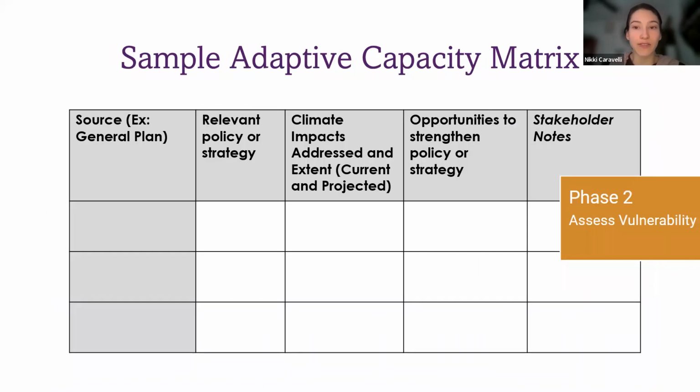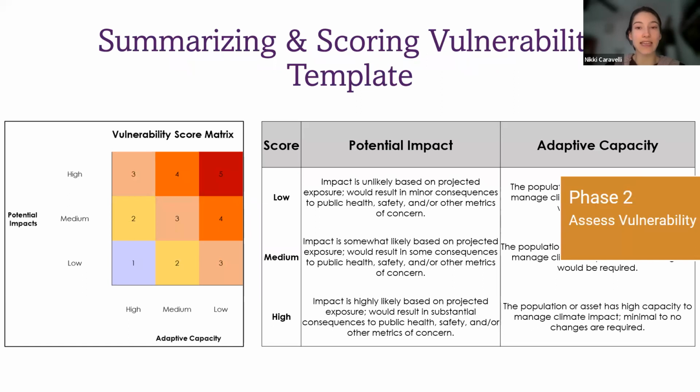This sample adaptive capacity matrix is a good way to break down the information and understand what adaptive capacity is and keep track of it. Next slide. And then finally, we have an Excel spreadsheet that can be used for summarizing and scoring vulnerability once you've gone through the research and analysis process. And this will actually help you understand and assign values in terms of who or what is most vulnerable and why. Next slide.